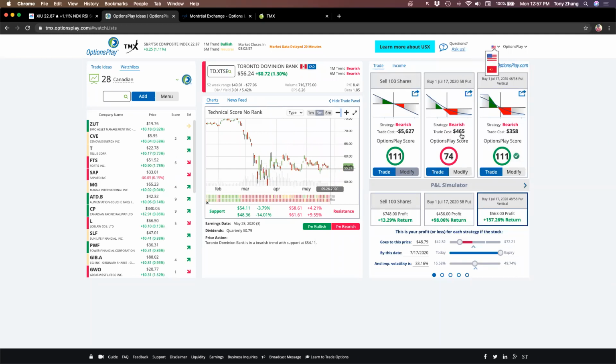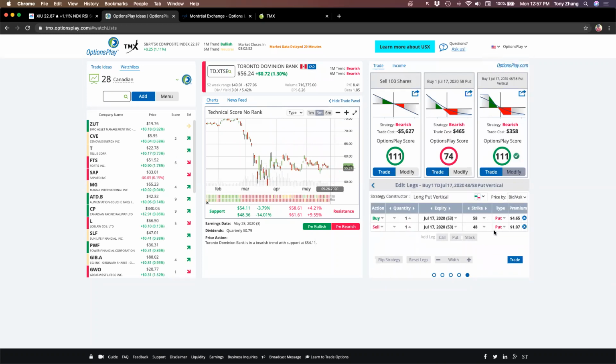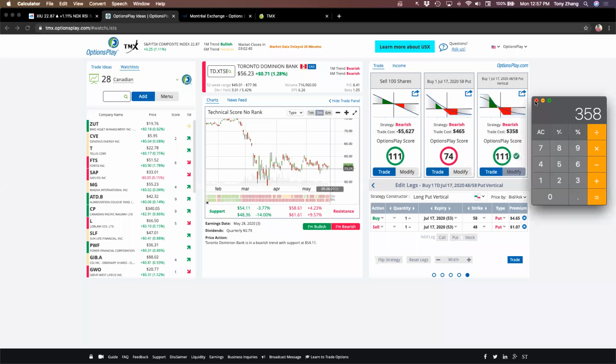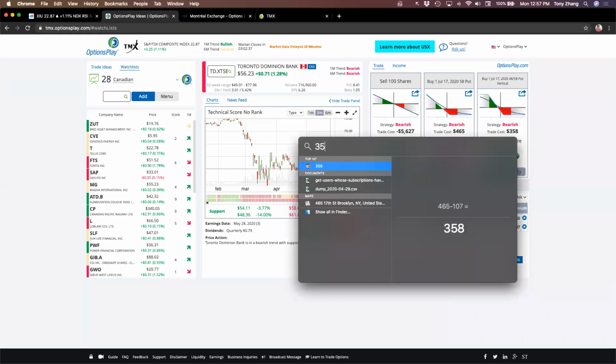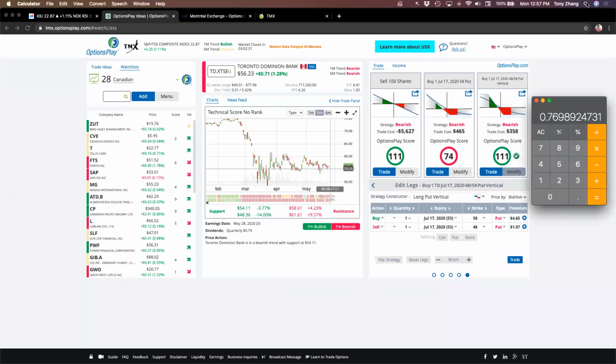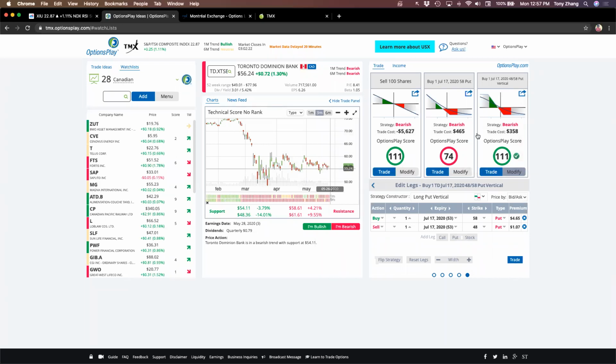But instead of just buying the $58 puts, which cost me $4.65, what I can do is buy the $58 puts and then sell the 48 put against it and collect $1.07. That means that instead of costing me $465 to place this trade, it only costs me $358, which is 358 divided by 465, or 76% of the cost to buy a put for the same bearish bet. So I'm basically risking about 25% less by buying a put vertical than just outright buying a put option. That's what I mean by put spread.